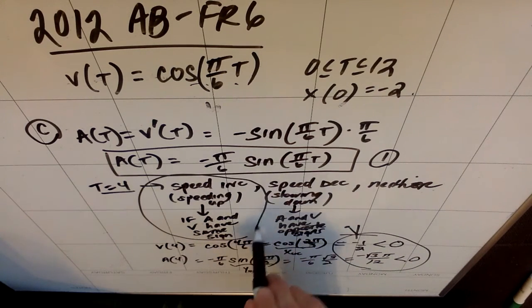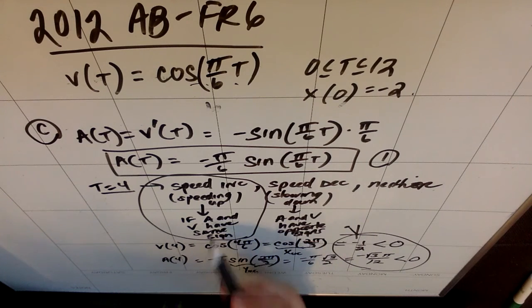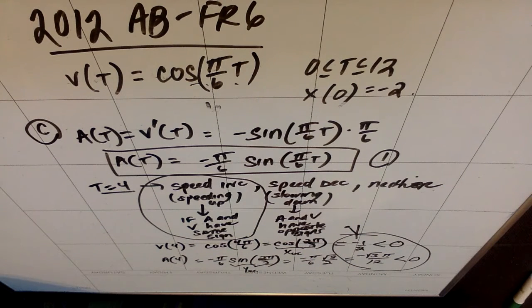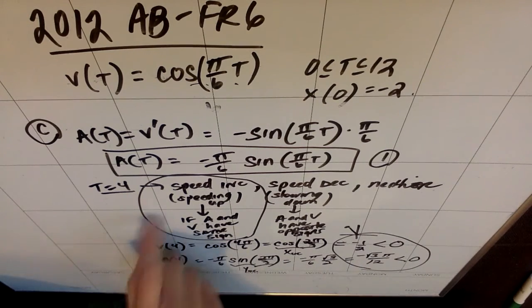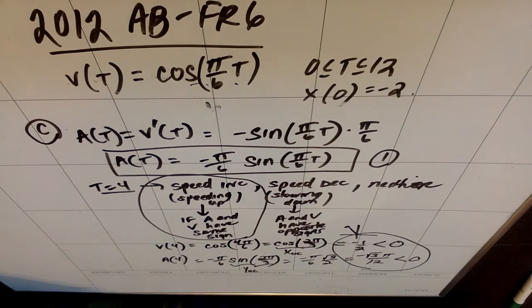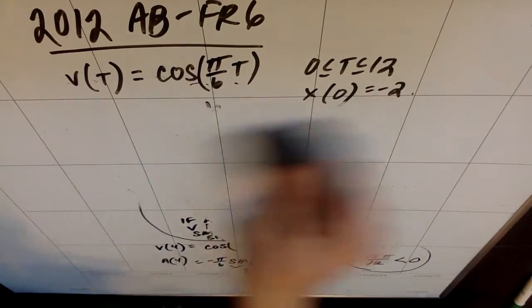So I have a situation where my speed is increasing because both A and V have the same sign. So I did the work to back it up. I show what the signs are, and then I say, hey, now that I know they have the same sign, I'm in the situation where speed is increasing. All right, I blabbed a really long time for that part C, so let's go ahead and do part D.